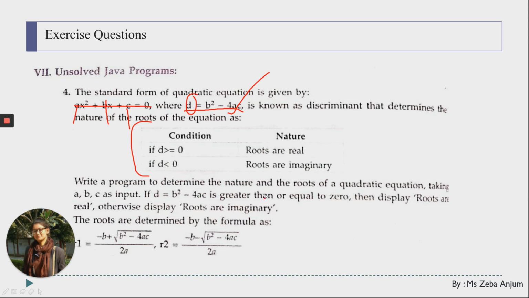If the discriminant is greater than or equal to 0, then display the roots as real. So see the steps. Firstly, we are going to define the function. Then we are going to take three inputs and calculate the values. We check whether the discriminant is greater than or equal to 0. Then we use these two formulas. And if not, then we can say that our roots are imaginary ones. Let's see how to do this question. Let us see this question on our BlueJ compiler.